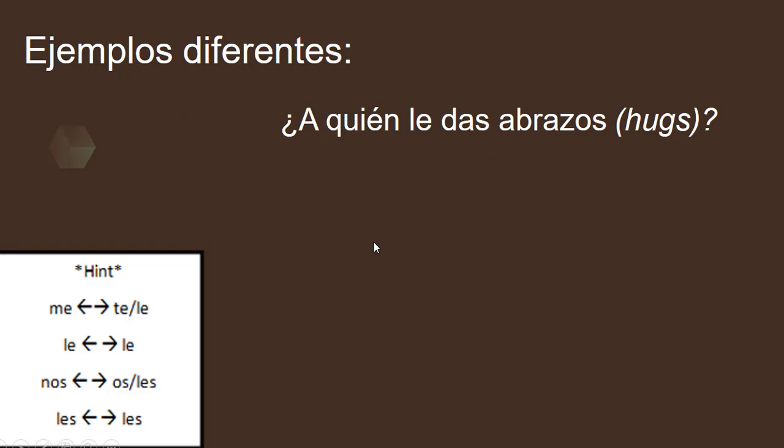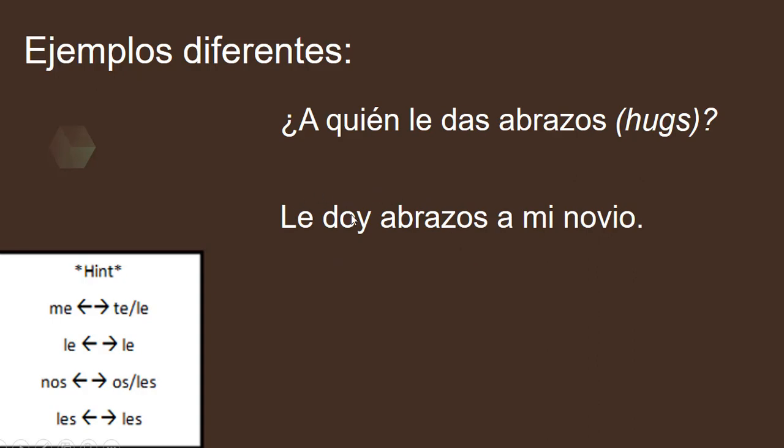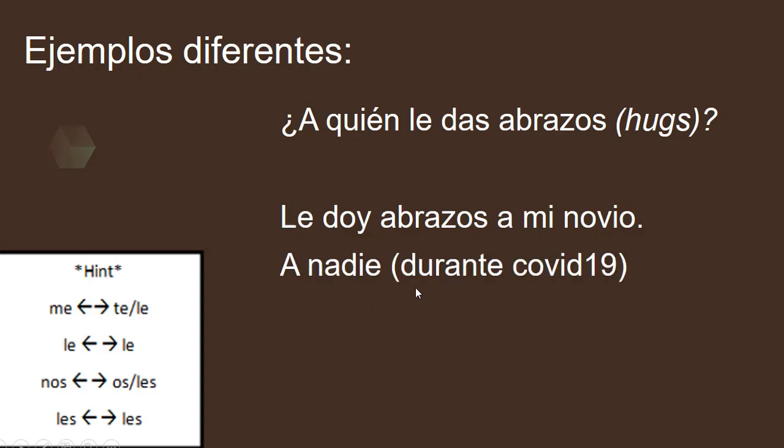Okay, ¿a quién le das abrazos? A few different examples. ¿A quién? Who? To whom do you give hugs? Ooh, let's see. How do you want to say this? I give hugs. Yo doy abrazos. To whom? To whoever. Le doy abrazos a mi novio. To my boyfriend. Okay. This is literally to hug. Dar abrazos is to hug. So I hug my boyfriend. And see, if you have an indirect object, you put the pronoun there. A nadie. In COVID-19, no hugs. A nadie. A nadie. To no one.